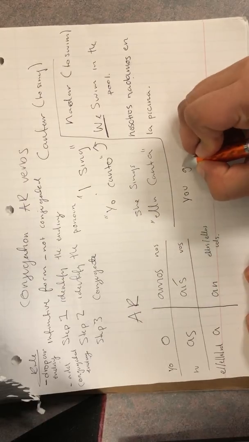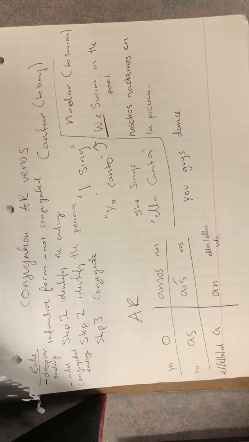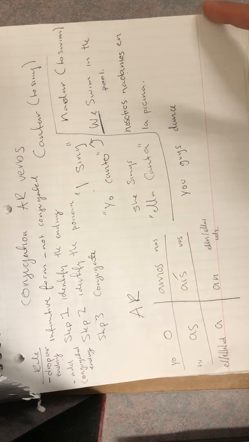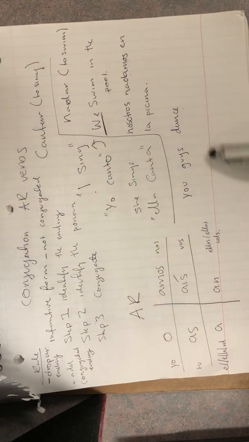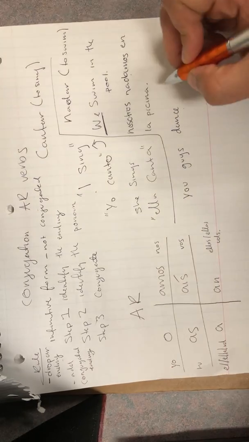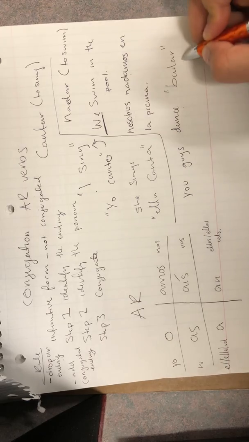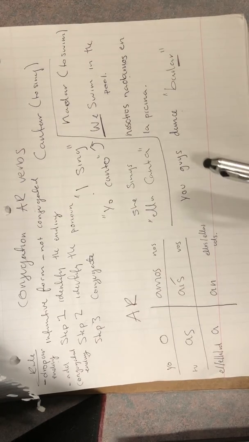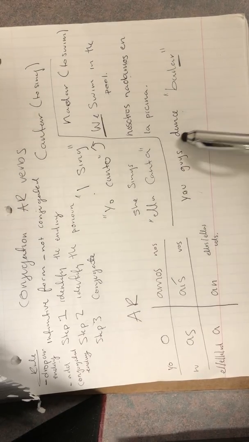Okay, let's do you guys dance. If we want to say you guys dance, first things first, what's the verb dance? The verb dance is bailar, which is an AR ending verb. So we're going to have to work with this chart. Now the second step is to identify the pronoun. In this phrase, our pronoun is you guys.